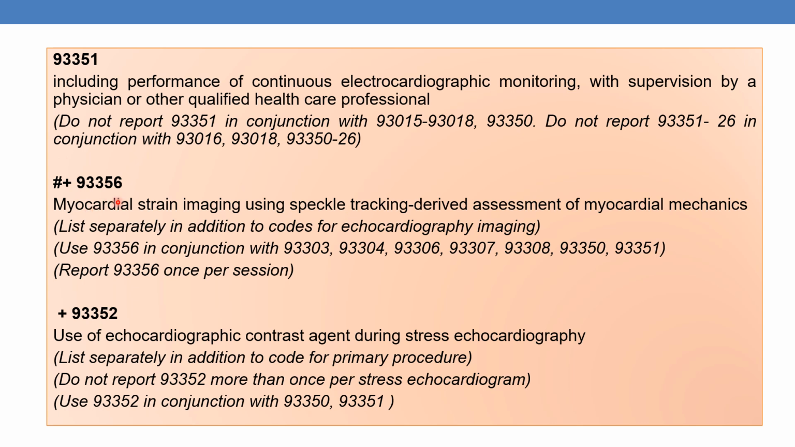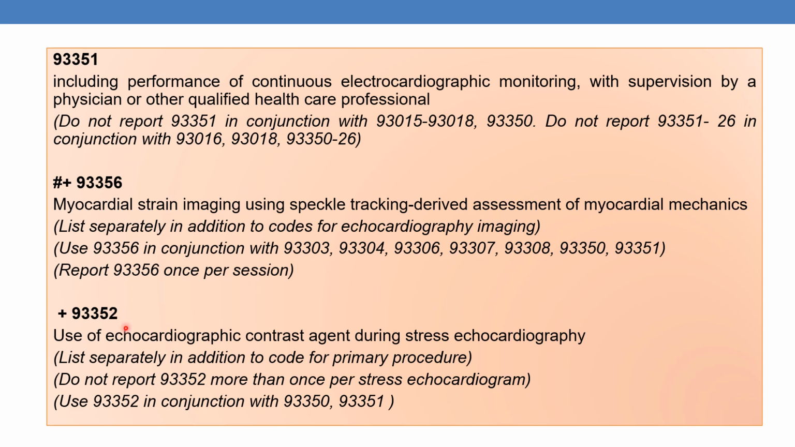The next CPT is 93356. This is out of numerical sequence, hence it is indicated by number sign. This is also an add-on code for myocardial strain imaging using speckle tracking derived assessment of myocardial mechanics. You need to list separately in addition to codes for echocardiography imaging. Use 93356 in conjunction with 93303, 04, 06, 07, 08, 93350 and 93351. And report 93356 once per session only, not more than once.